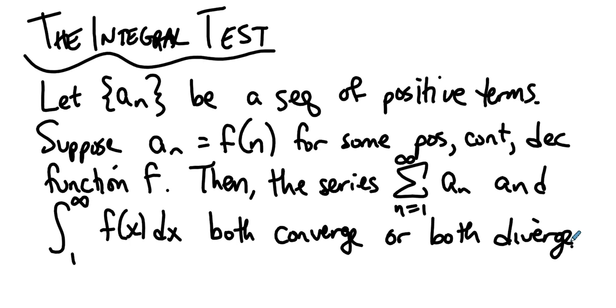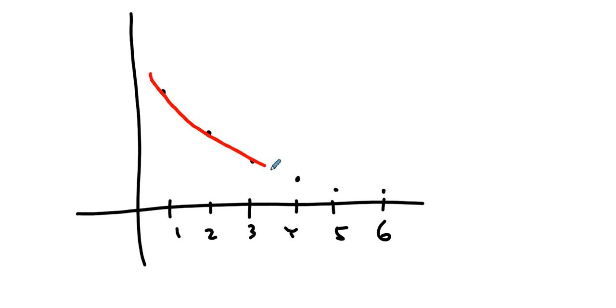Whatever the one does, the other does. Why? Why does this work? Why does it even make sense? Well, if we imagined that our sequence was here, 1, 2, 3, 4, 5, 6, like so. If we imagined that our sequence was like this, and we imagined that these points all sat on some continuous, differentiable, decreasing function f.